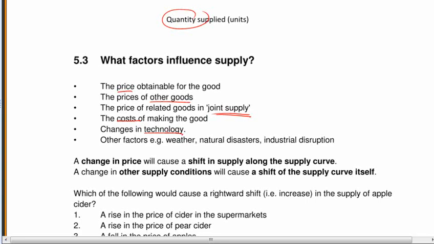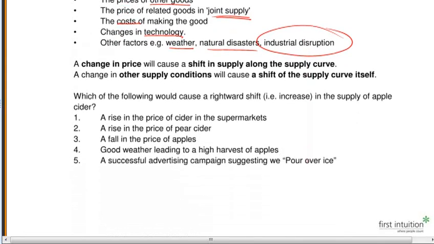But there are also other factors involved in supply, things that are potentially outside of our control. If you're in the agricultural industry, or fishing industry, for instance, then things like the weather, tide, natural disasters, they will all have an impact on you. And also industrial action. Not necessarily within your control, but will certainly affect your supply. Now, just like demand, if there's a change in price of this particular product, that will cause a movement along the supply curve. A change in anything else will cause a shift in the supply curve.